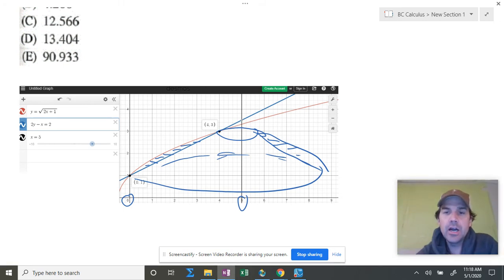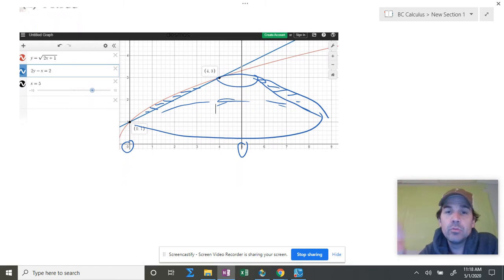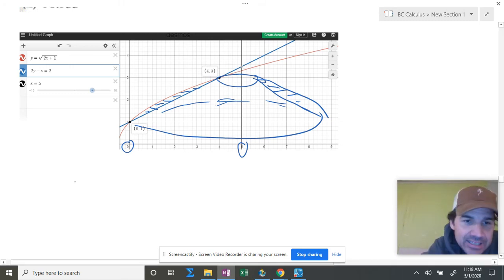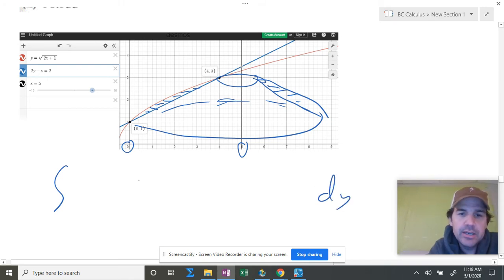All right. So we're rotating it parallel to the y-axis, so it's going to be dy's. I'm going to just put my dy way over here, giving myself plenty of space. All right. My bounds are my y values, not x, y. 1 to 3. So I'm going 1 to 3.